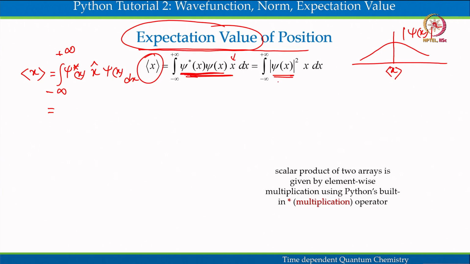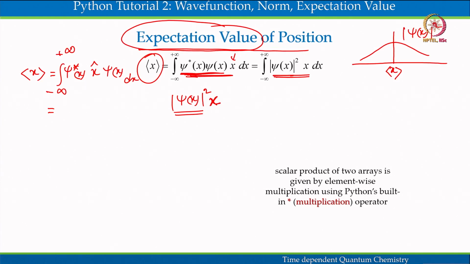So, in the end, to calculate the expectation value, all we need to do is construct another function. What is that function? The first function is the probability function, which is the square of the absolute value of psi of x. This is one function. It has to be multiplied by x. The x is another function. So these two functions need to be multiplied.